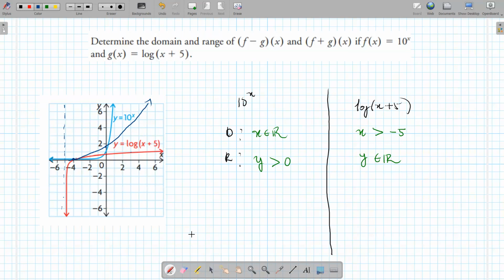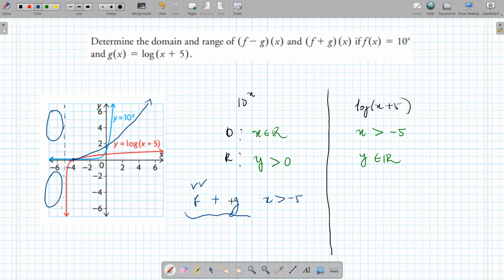Now, the most important part here is the combined function, f plus g or f minus g. Are we ever going to get any points over here beyond negative 5? No, we are not, okay? Because only one of the functions exists. So you have f plus g. The first one, 10 to the power of x, exists everywhere, but g only exists when x is bigger than negative 5. That means when you go to combine them, you're adding something that doesn't exist beyond negative 5 with something that does exist. This doesn't work out. So there is a restriction for f plus g. And the restriction is that the domain of the combined function is also going to be restricted, like this.